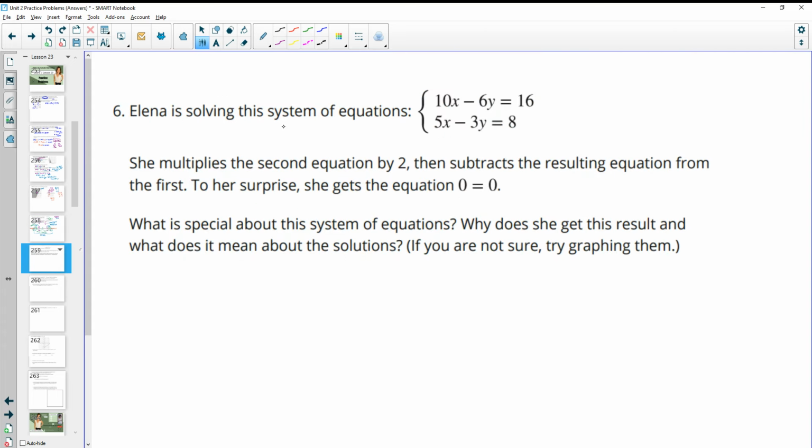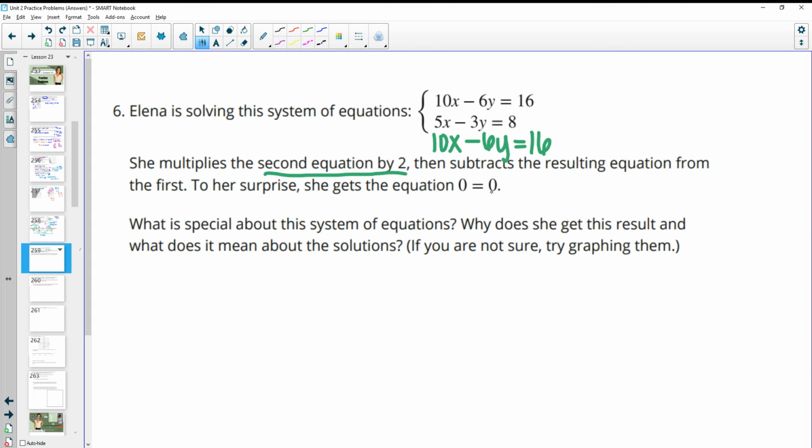Number 6, Elena is solving this system of equations. She multiplies the second equation by 2. Okay, so I'm going to do that right here. So 5x times 2 is 10x. Negative 3y times 2 is negative 6y. And then 8 times 2 is 16.